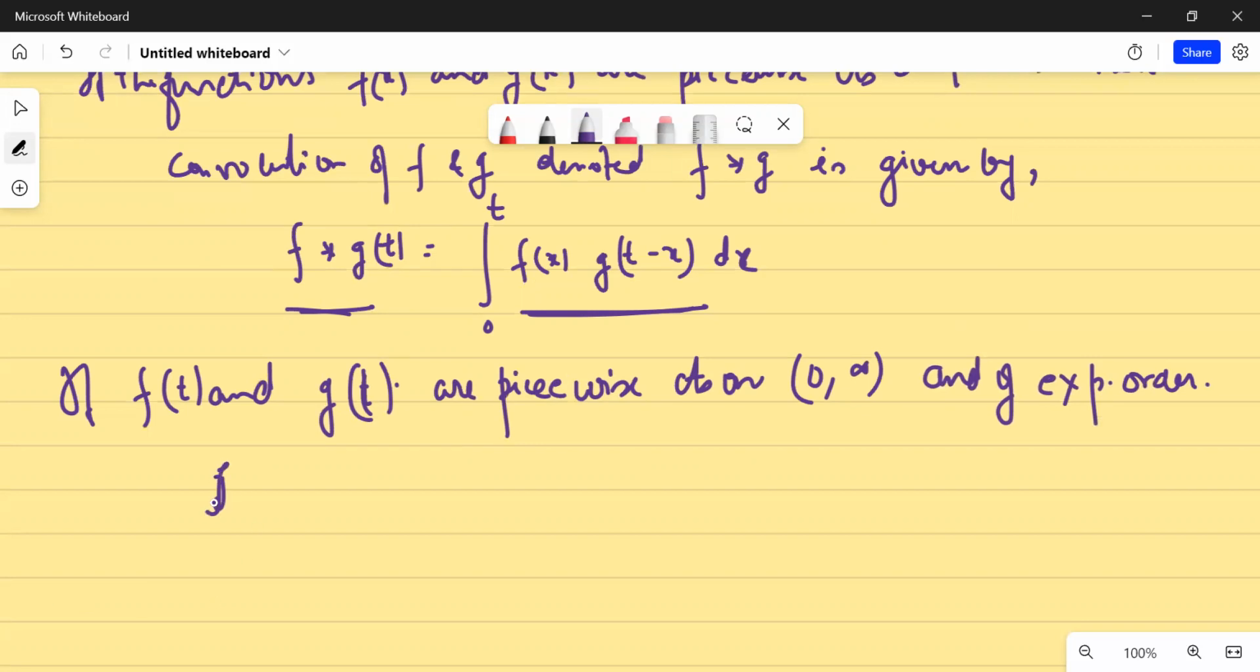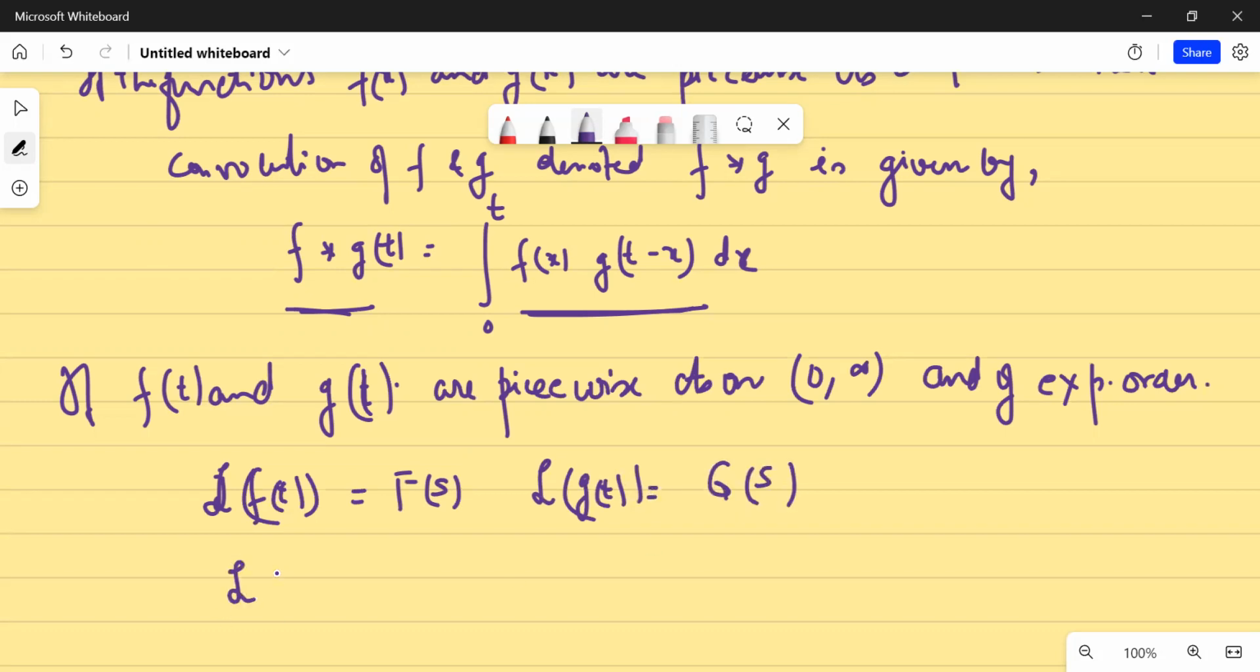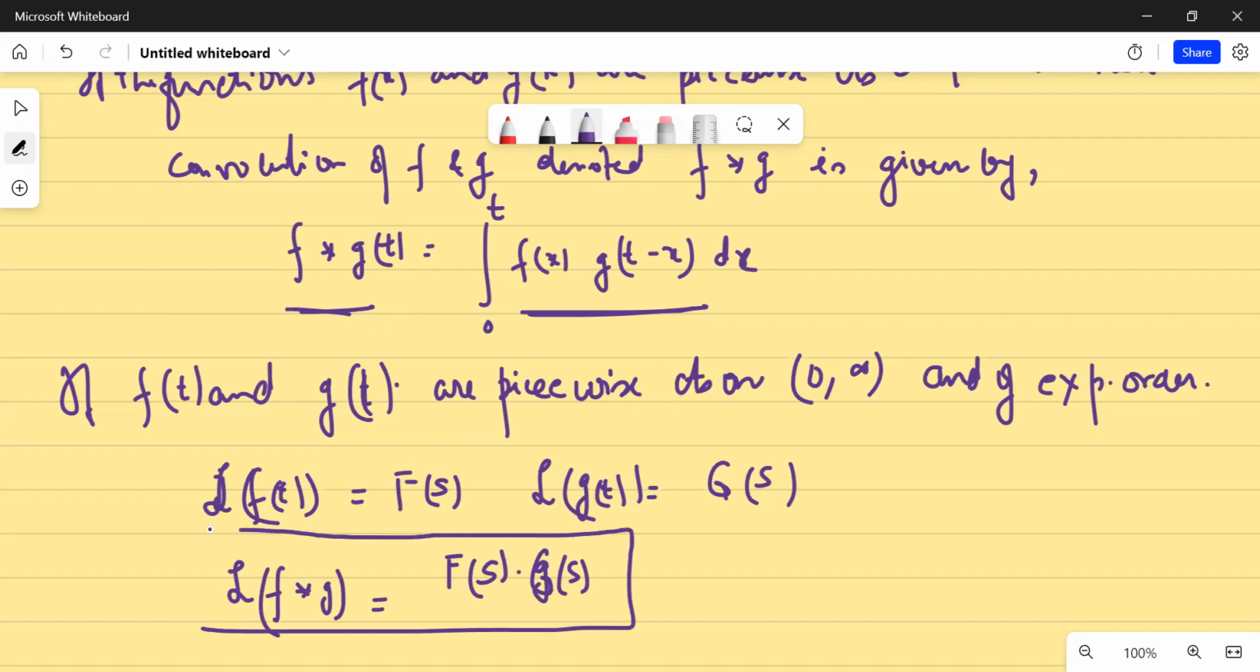assuming that the Laplace transform of f(t) is capital F(s). I told you these two are the conditions for the existence of the Laplace transform, and assuming that the Laplace transform of g(t) is capital G(s), then the Laplace transform of the convolution is simply capital F(s) into capital G(s). That is, the Laplace transform of the convolution of f and g is equal to the multiplication of the Laplace transform of f and the Laplace transform of g.